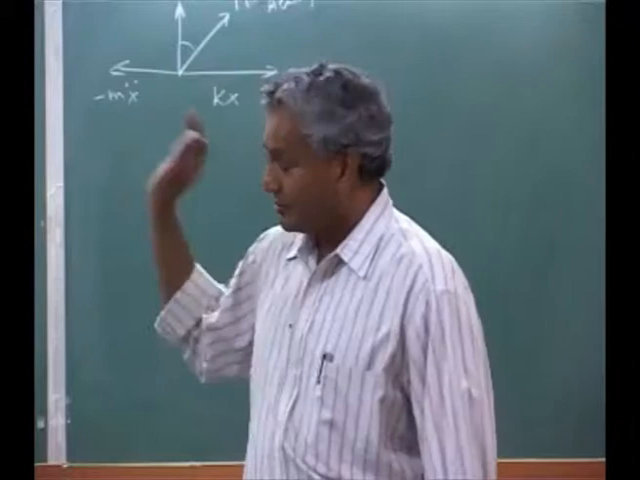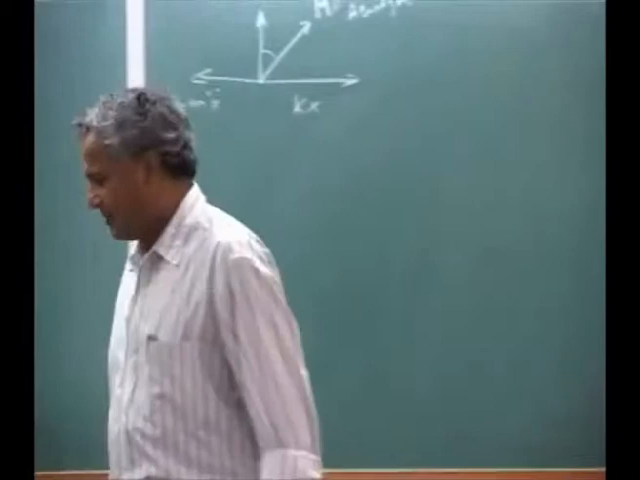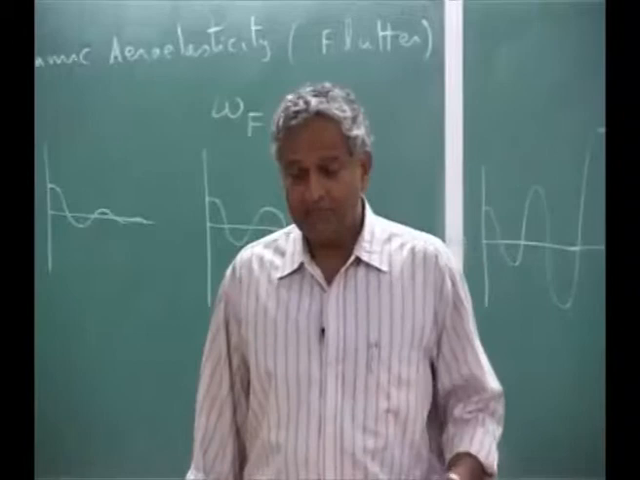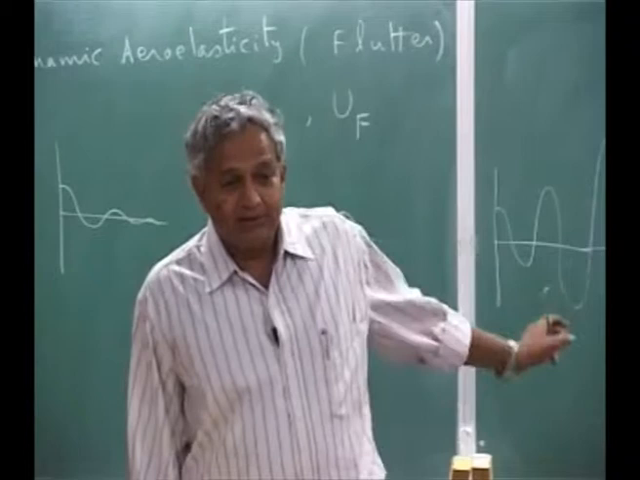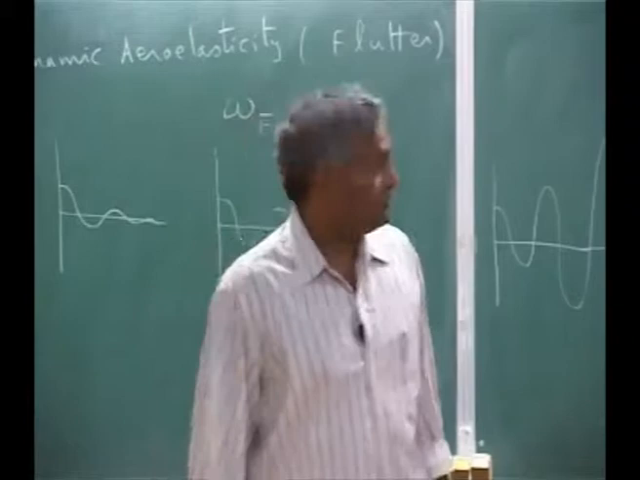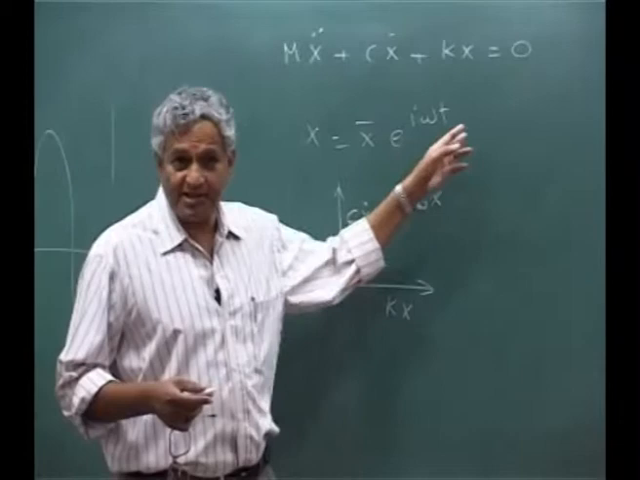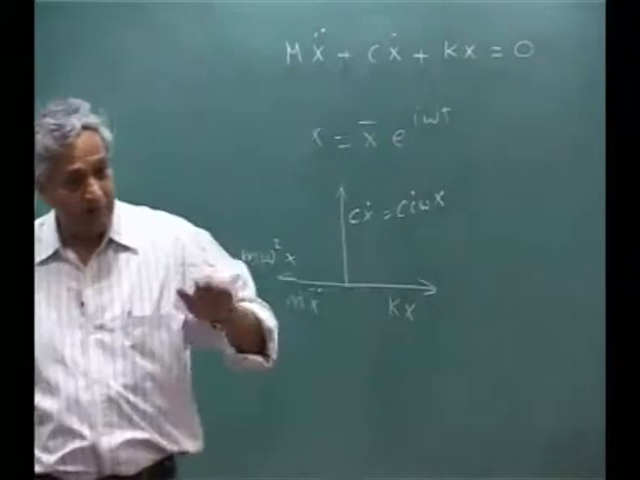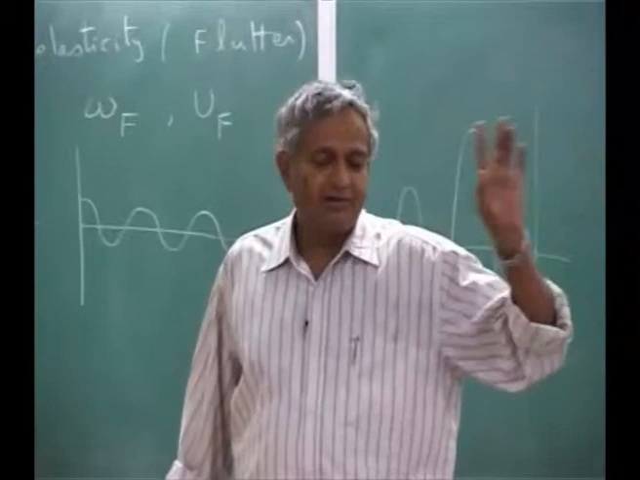But this is a little complex problem, because you have a theory which says that if my aerofoil is executing sinusoidal motion of this type, because we put h is equal to h bar e to the i omega t, alpha equals alpha bar e to the i omega t, that means my aerofoil is oscillating in a sinusoidal motion, steady.